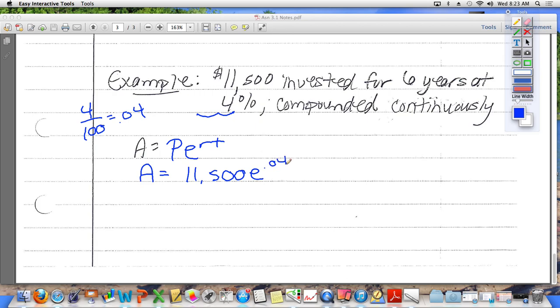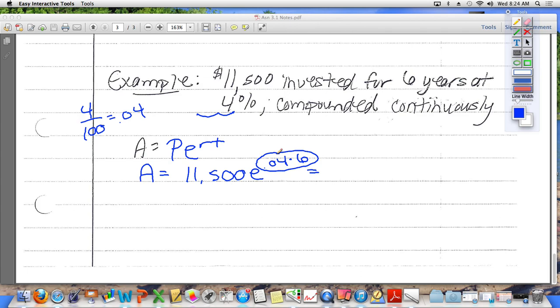What is the time? How many years are we talking about? Oh wait, never mind, 6 years. 0.04 times 6. I probably would do this first. 0.04 times 6. Do that part first. And then calculate 11,500 times e. Remember how to find e on your calculators? Second ln, to the 0.04 times 6 power.